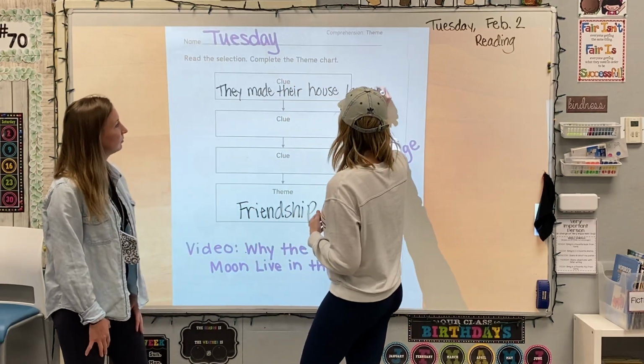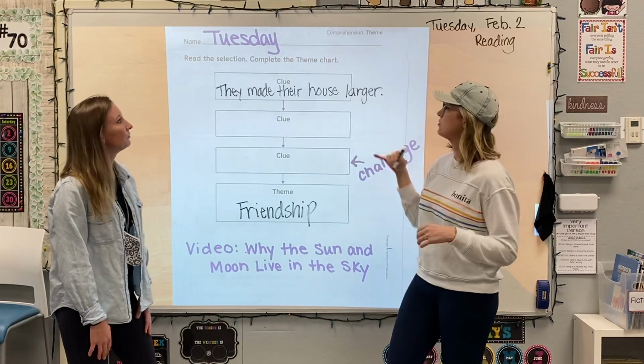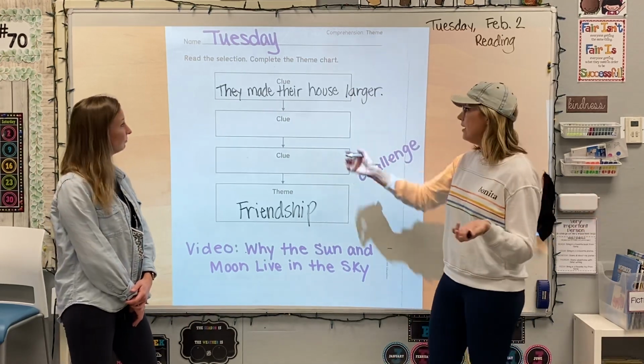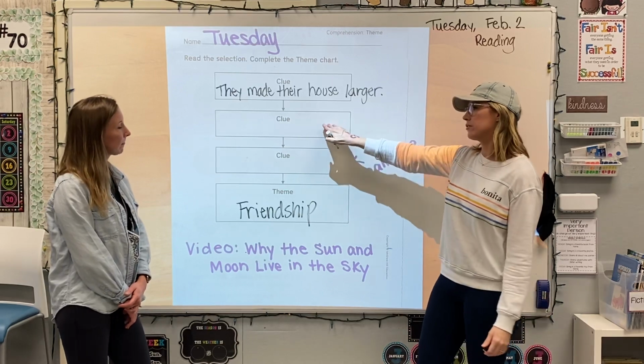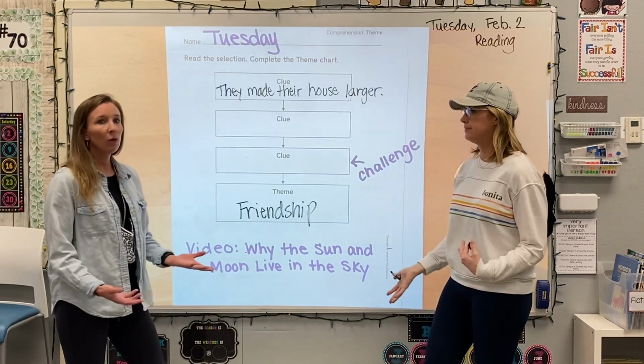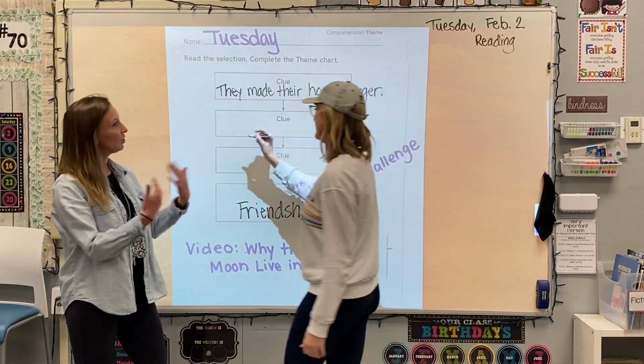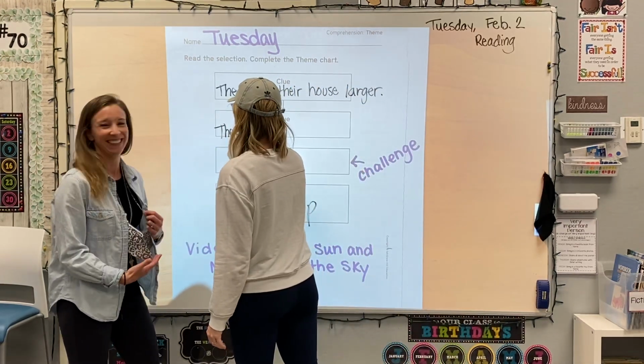Okay, and I went out of the page, and that's okay to go out of the box as well. They made their house larger, and when I say they, I'm talking about sun and moon. And then, why did they make their house larger? Who did they want to come visit? Well, they wanted to invite Water over to come and visit, just like I would like to invite you to come over to my house sometime.